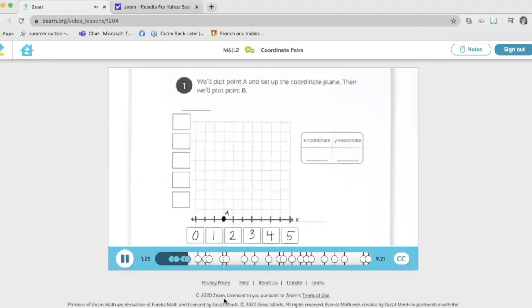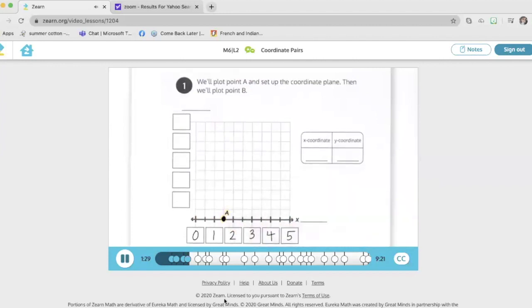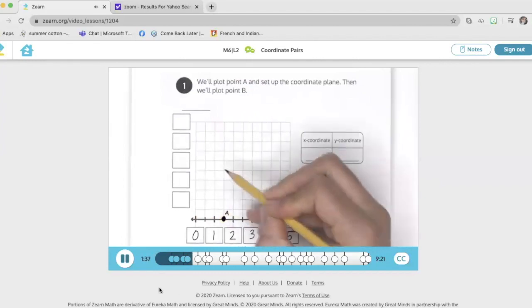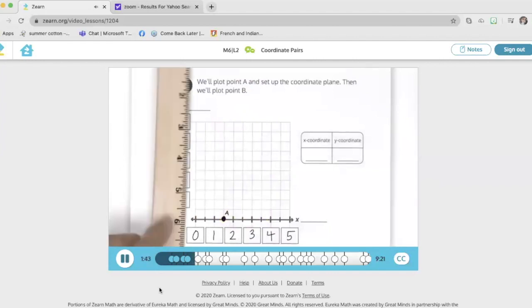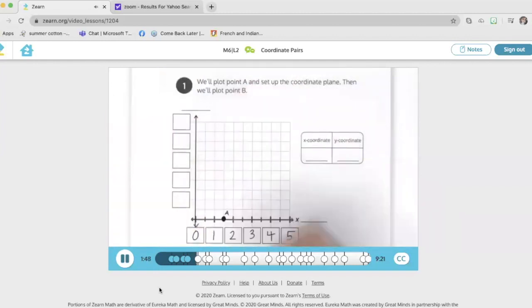We know how to describe the location of points, like point A, that fall directly on a number line. But how can we describe the location of a point that is not directly on line X, like here? Let's use our ruler to draw a second number line perpendicular to line X, like this. Your turn.